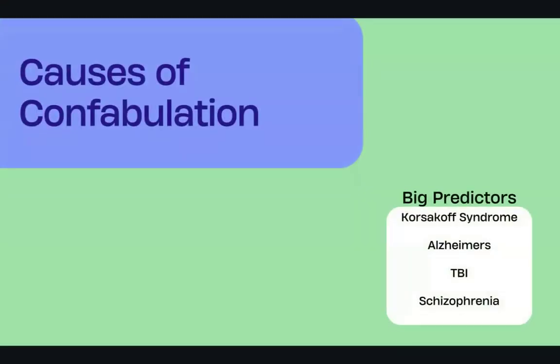Okay, causes of confabulation. There are some diseases that are big predictors for confabulation. Korsakoff syndrome, which occurs when you drink too much alcohol, Alzheimer's, dementia, forgetfulness, traumatic brain injury, and schizophrenia.